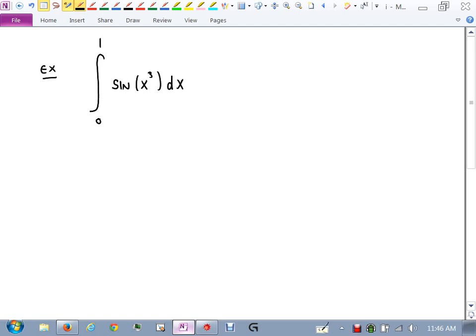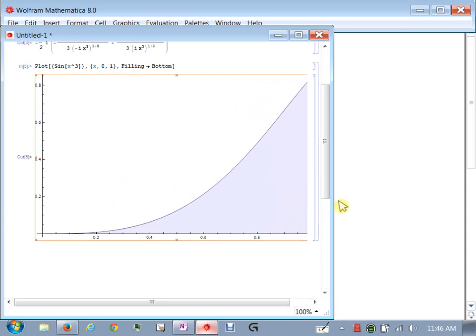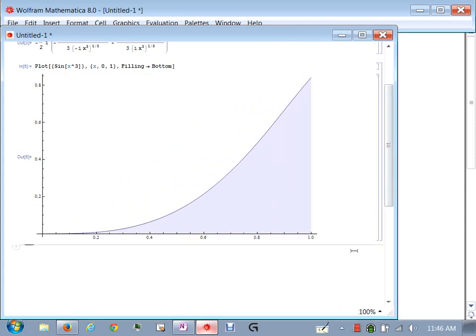Which means that geometrically, this represents what? Just a very basic idea here, this integral represents what visually? That's right. It's the area under the curve sine of x cubed, between 0 and 1, the area below the curve. That's what it means. And I already took the liberty of graphing that for you, so I'm interested in that area.